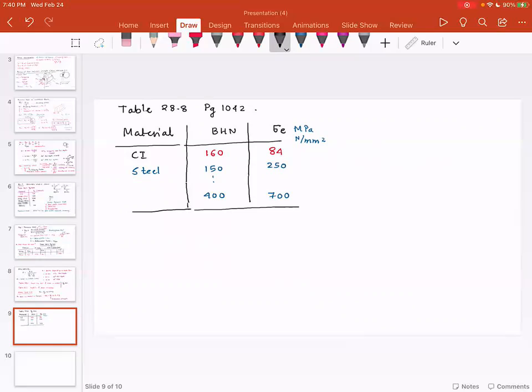Now, one thing that we need to make sure of is this: the static tooth load, which is WS, must be greater than WD, which is the dynamic tooth load.